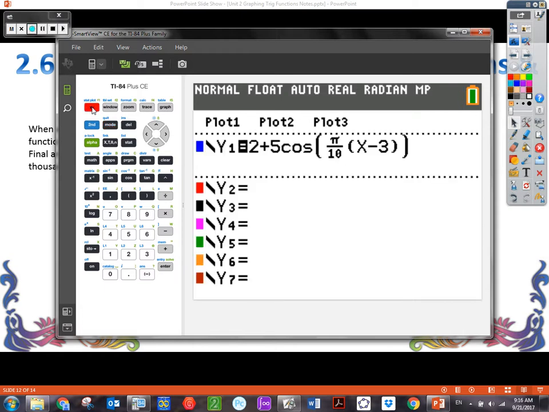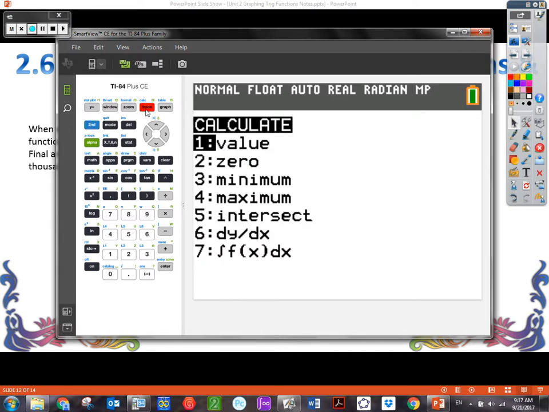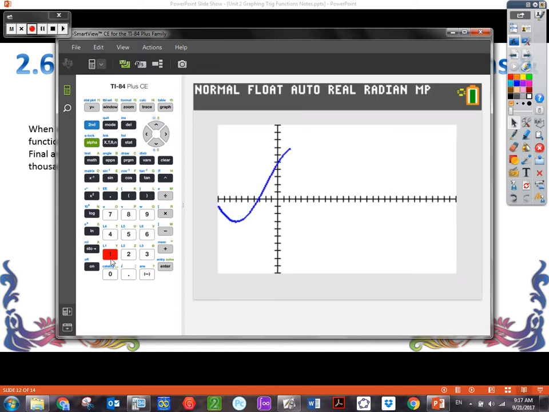All right, so the first question, it wants to know f of 7.8. Well, what does that mean? That means 7.8 is an x value, and they want us to enter the x value. So several ways to do this. I'm going to do it by going to second calc value. And yes, it's going to graph it. I have a little bit of a different window going on, but it's going to graph.